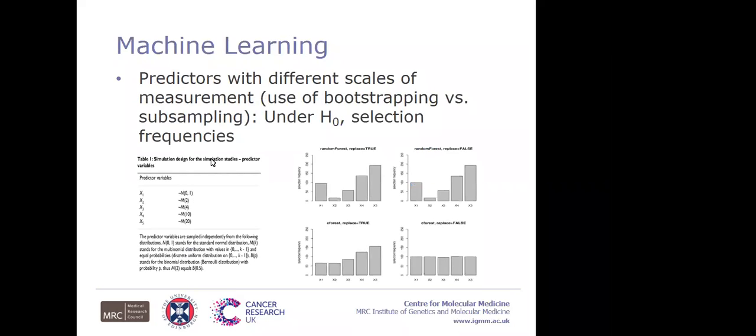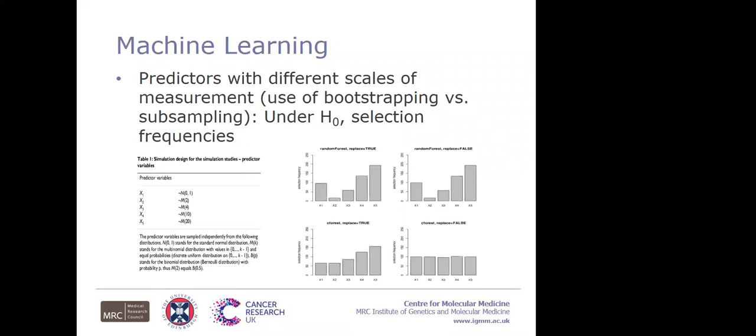So what she showed here, she did a very simple simulation, and again, this is fairly typical for machine learning type papers where the simulations tend to be trivial. They tend to be very small. But what she's showing here is a simulation study where she looked at different scales of measurement, and then she also looked at the use of bootstrapping when you select that original set in to grow the tree versus subsampling.